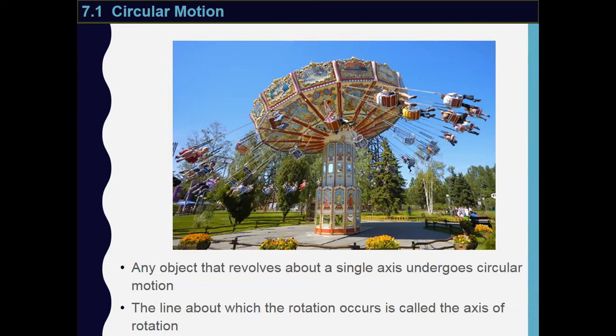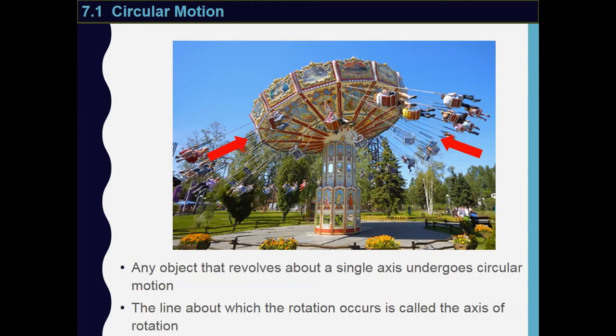And we know that every circle has a center. So, any object that rotates or moves around a specific center, we say that this object undergoes circular motion. Like in this example, we have children going on this merry-go-round, so they are rotating around a specific center, around a single axis. So we say that these children undergo circular motion.